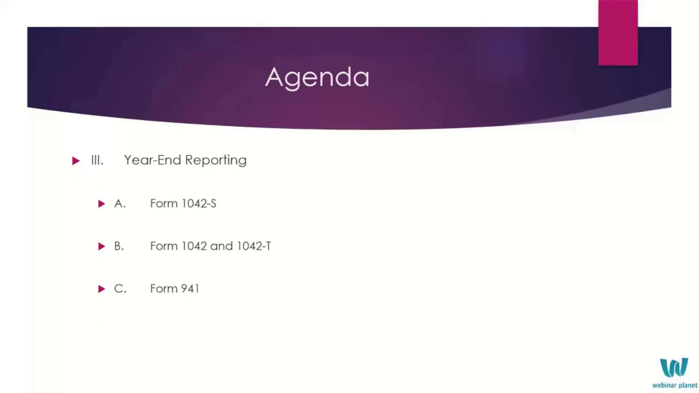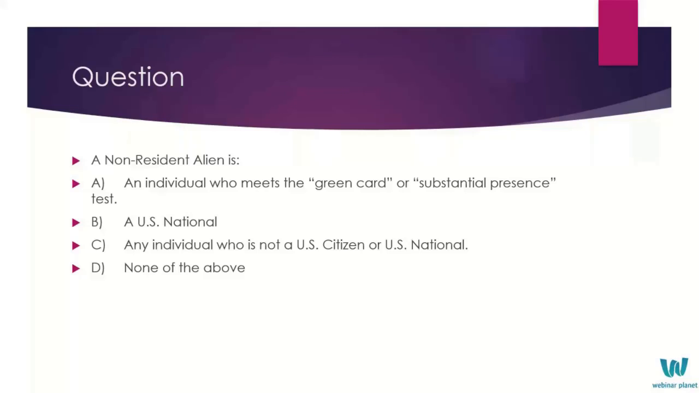Okay, then we'll go into year-end reporting and talk about the reporting for the Form 1042-S, and then the 1042 and 1042-T. Then the Form 941, which is the quarterly tax filing that is done, and we'll talk about that as well. And finally, we will discuss helpful publications and websites that would give you more information.